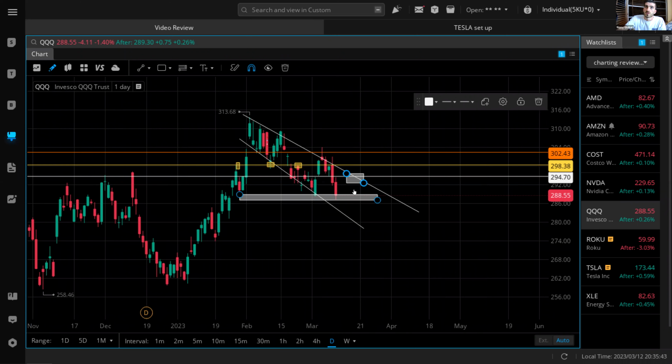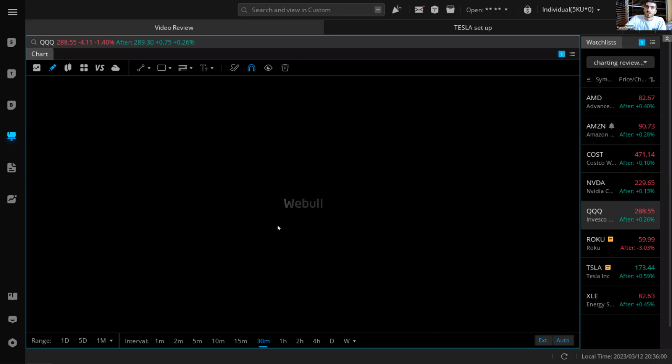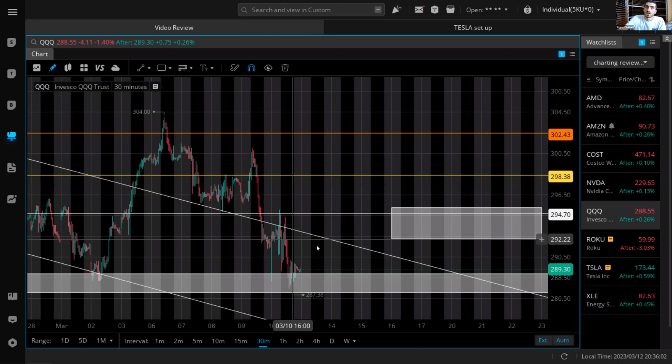So if we see a push with QQ, it could recontest this falling trend around 292 a share, 293. And then we could have a reject depending on what CPI does or just the overall market. And we could pull right back down to that triple bottom zone between 286 and 288 a share. So just on the smaller zones, that's what I'm mostly focused on. And that's what I see personally with the QQ.